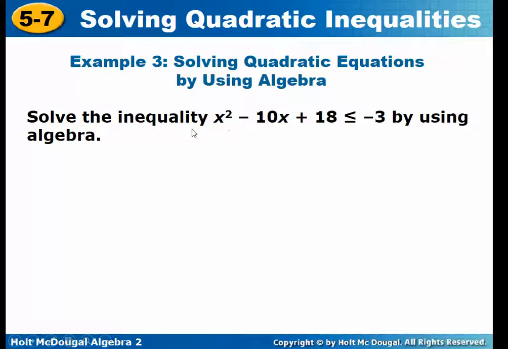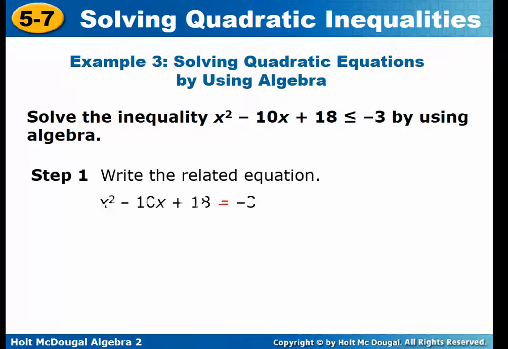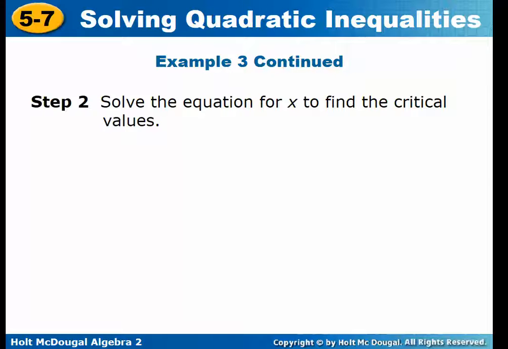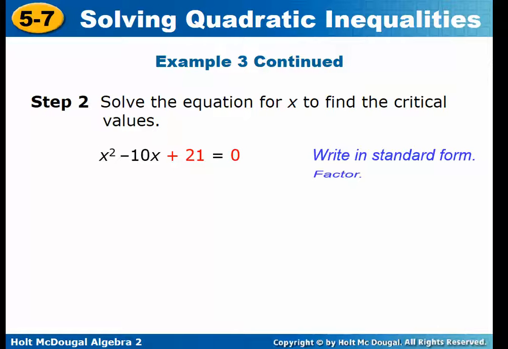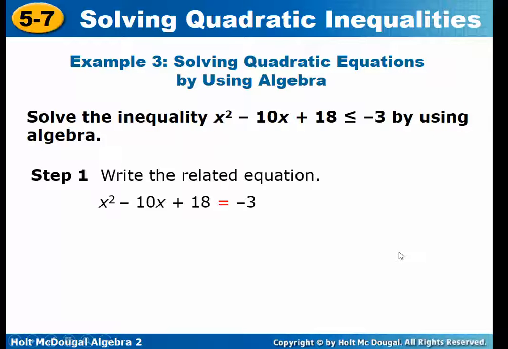Here is our problem. x squared minus 10x plus 18 is less than or equal to negative 3. So we start by writing this as an equation. I take away the inequality and turn it into an equation with an equal sign. And now we're going to solve that equation. I start by adding 3 to both sides. So we add 3, add 3. So we would get x squared minus 10x plus 21 equals 0.